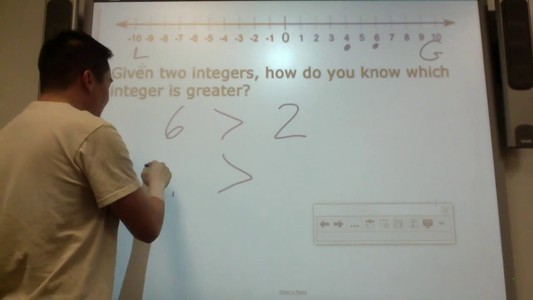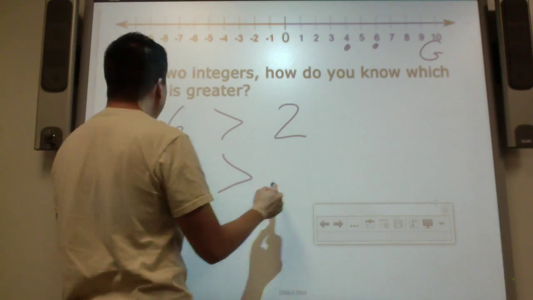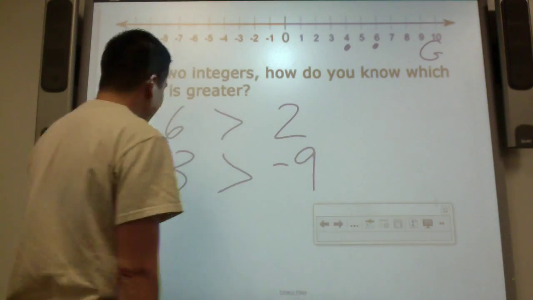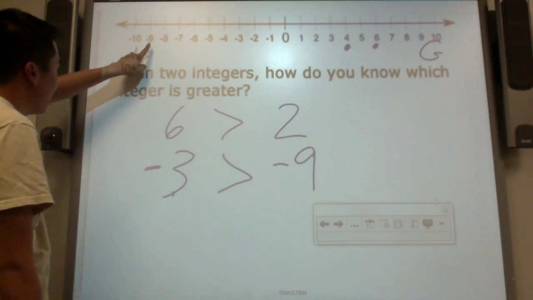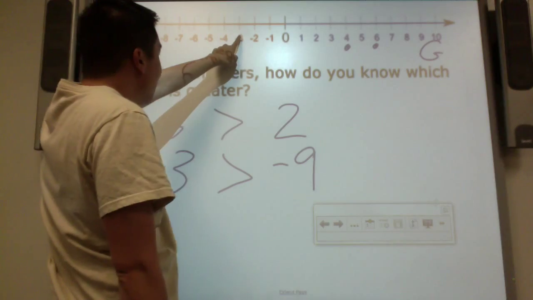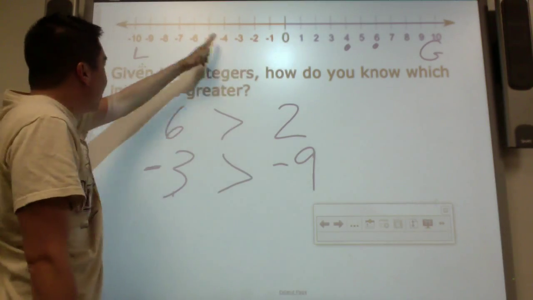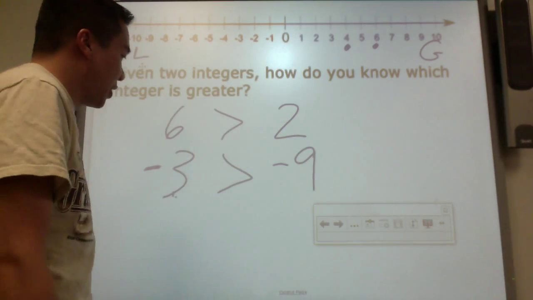What about this one? -3 is greater than -9. Let's look at our number line. Is -3 greater than -9? It is. It is to the right. It is greater than. So -3 is greater than -9.